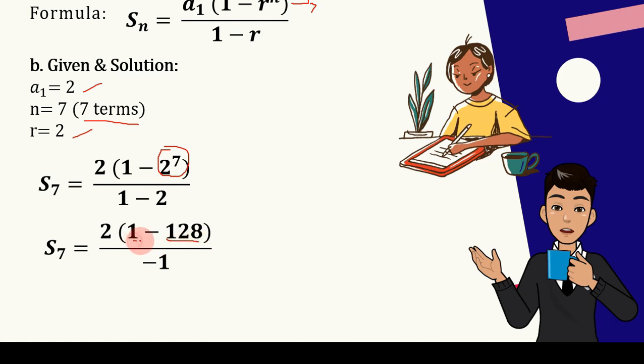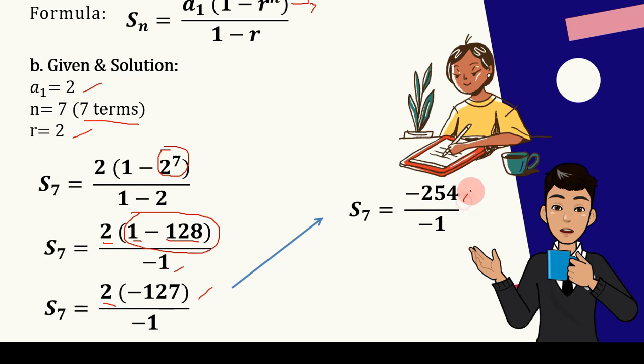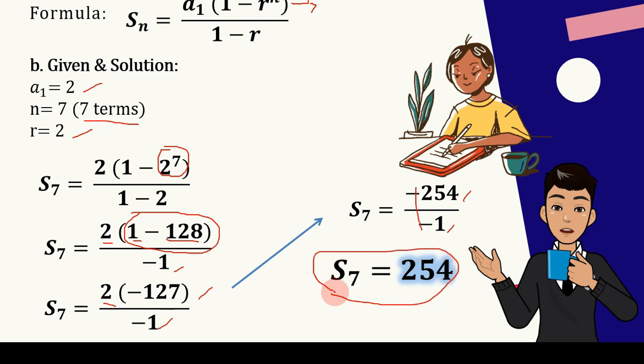And then, simplify that. 2 raised to 7 is equal to 128. Subtract that from 1, and then later on, we are going to multiply our answer by 2 all over negative 1. Ganun po tayo mag-simplify. Tandaan po yan. Sagutan muna natin yung 1 minus 128. Gaya ng kanina, ang sagot doon ay negative 127. Multiply that by 2 to get an answer which is equal to negative 254. And then divide that by negative 1. And then later on, we are going to get our answer which is equal to 254. And that is our answer for the sum of the 7 terms on the sequence.